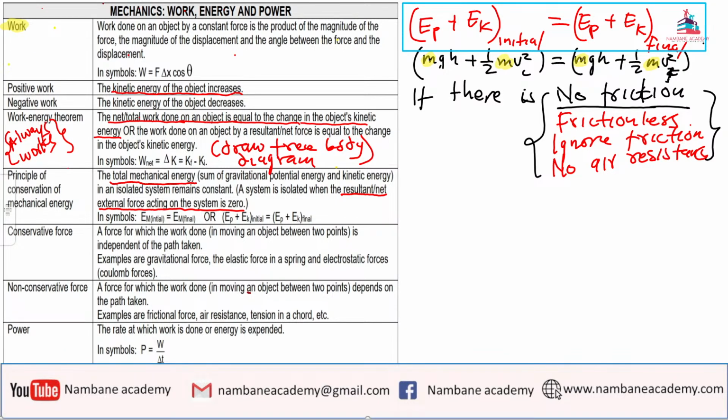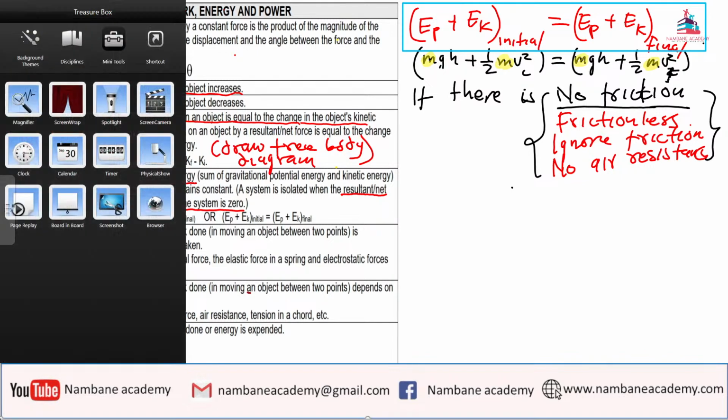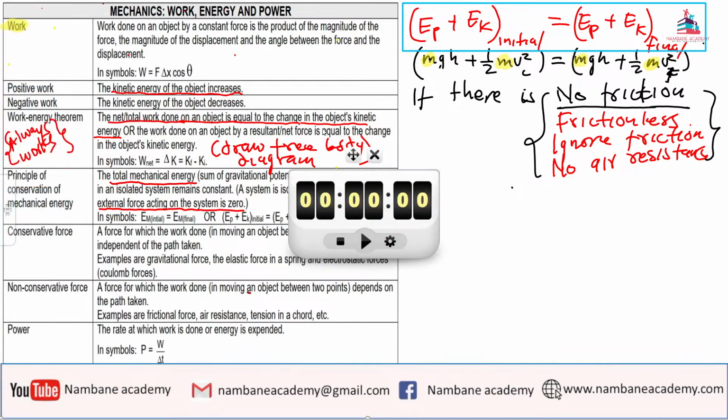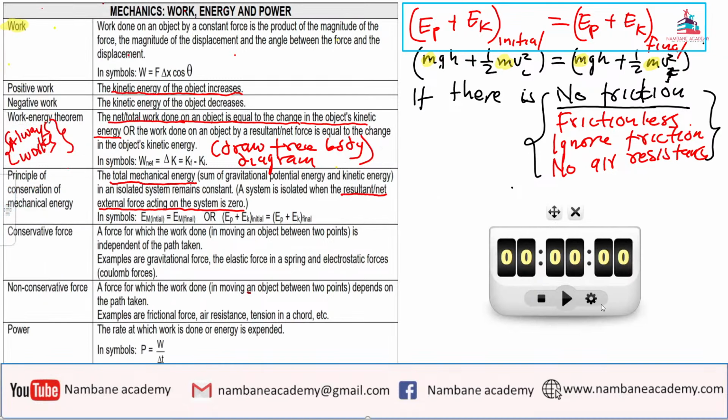So that's basically it about the principle of conservation of mechanical energy. I am also going to give you your 30 seconds to digest everything here so that I do not bombard you with a lot of information. And this should not be a talk show, it is a lesson, it is a class, such that you can process every little thing that we are building towards.